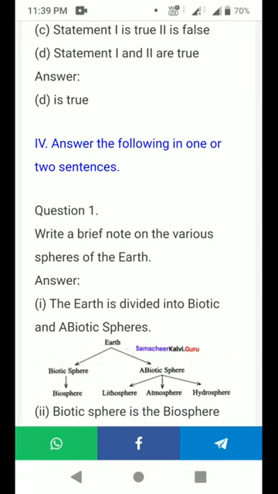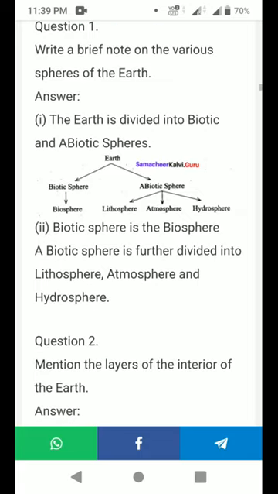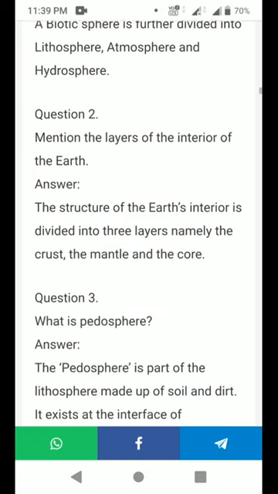First question, write a brief note on the various spheres of the earth. Here 2 points are there. First point, the earth is divided into biotic and abiotic spheres. Second point, biotic sphere is the biosphere. A biotic sphere is further divided into lithosphere, atmosphere and hydrosphere. Second question, mention the layers of the interior of the earth.